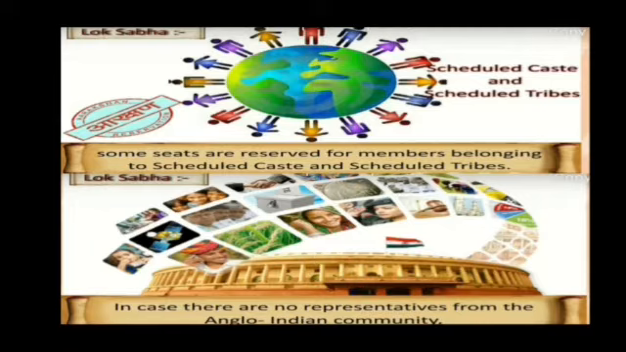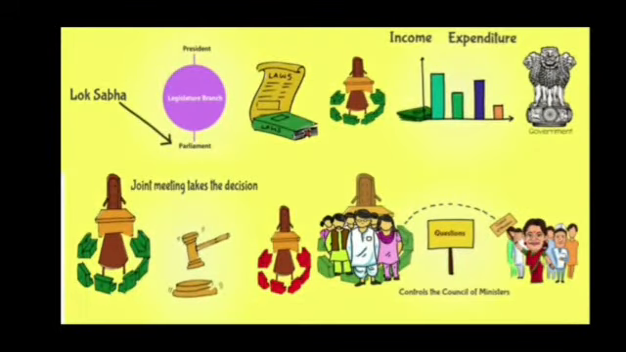Now, what do you mean by Anglo-Indian? Anglo-Indian means a person who has one parent belonging to England and one belonging to India. So, these people are known as Anglo-Indian. The Lok Sabha is known as a non-permanent body. The Lok Sabha is a powerful house of the parliament. It is a very important part of the legislative branch for making laws for the country.